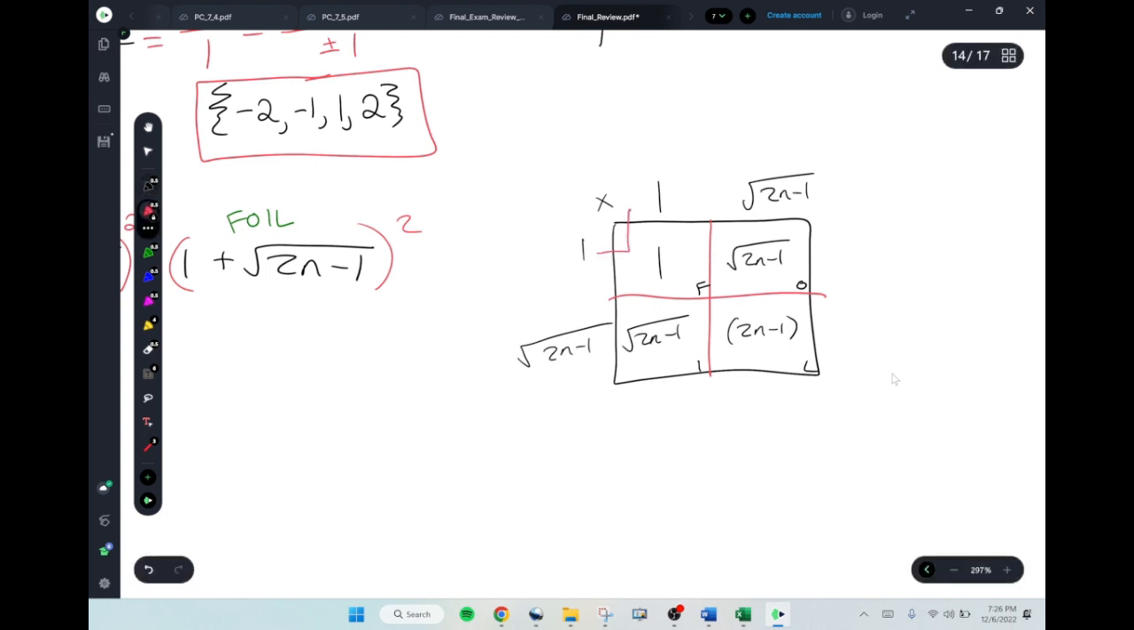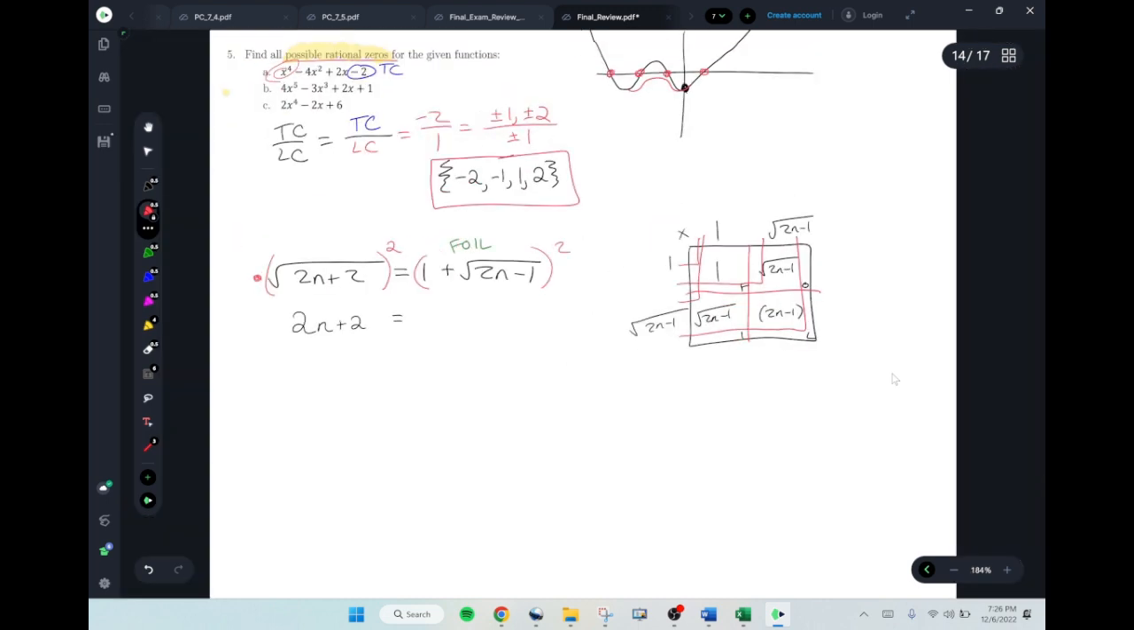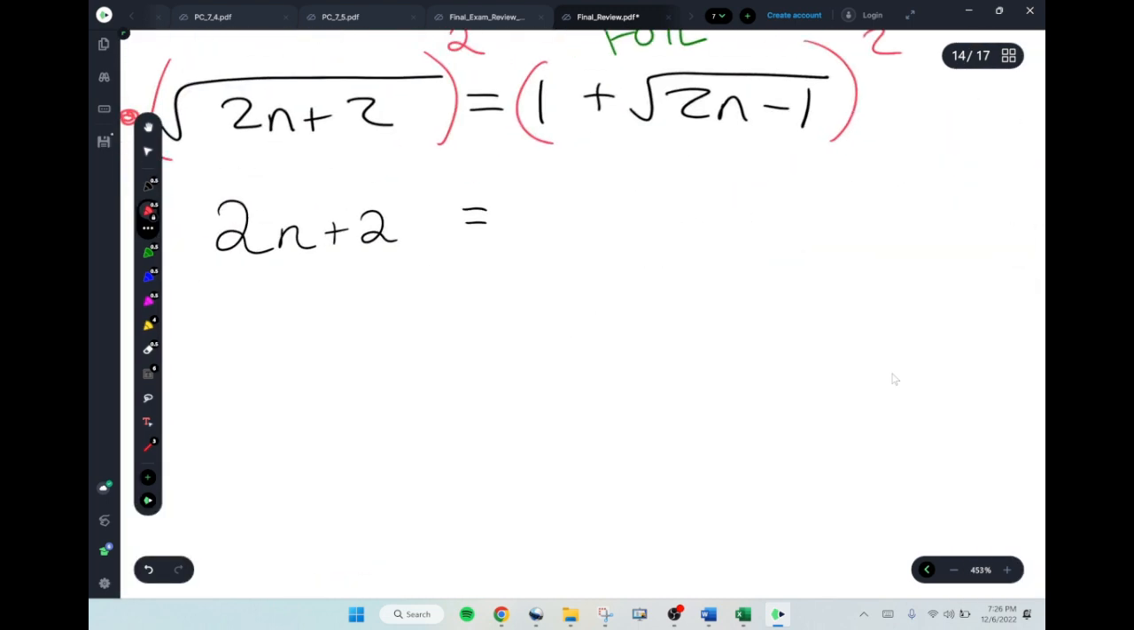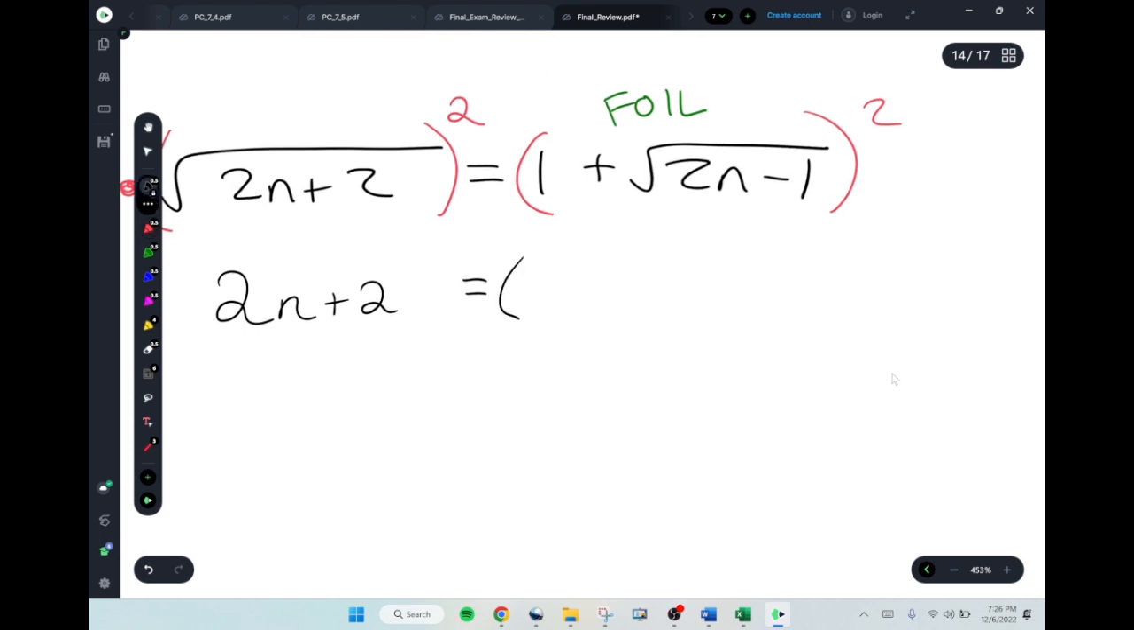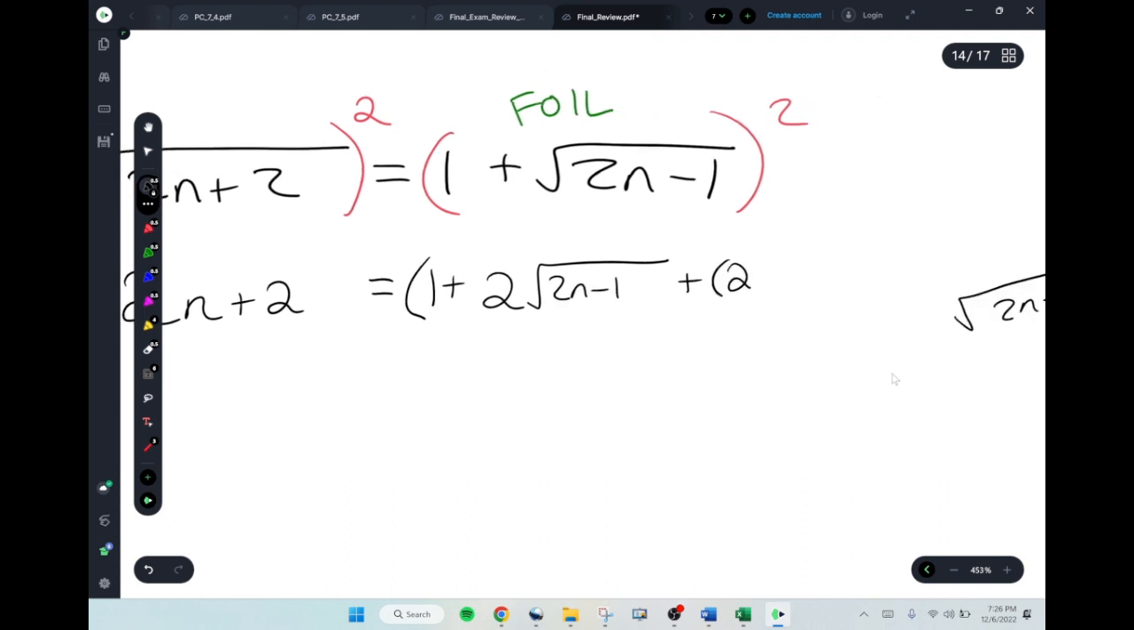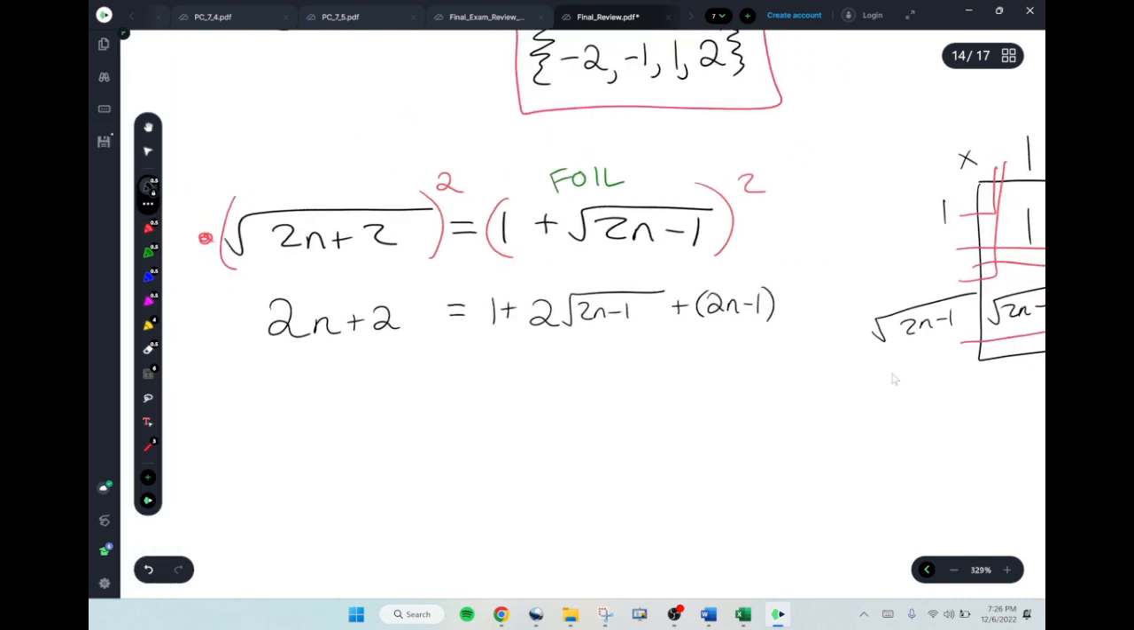All that is us multiplying the parts of the box. It's the same as FOIL. It's just a little bit prettier. Not much. So you're left with 1 plus 2 root 2n minus 1 plus parentheses 2n minus 1. Did anything cancel? Holy smokes. So much is going to cancel. This is a great problem. This might be too easy. What cancels right there?